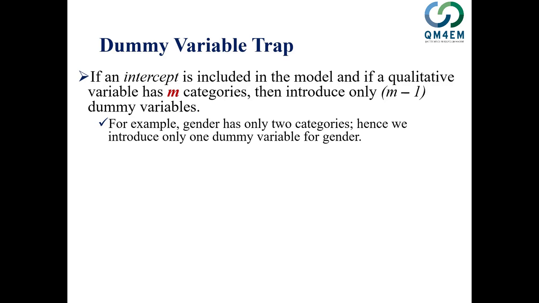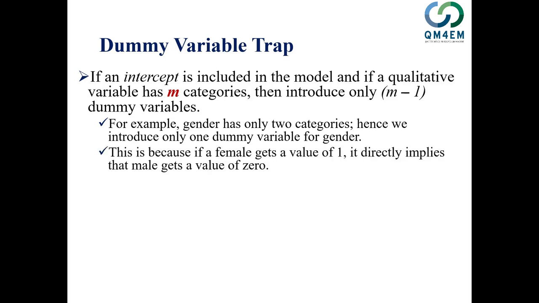Let's say I have a variable gender which has two categories, 0 and 1. Or you can say I have two categories, gender being represented by either male or female. So I have to use one dummy variable to represent these two categories. This is for the gender.